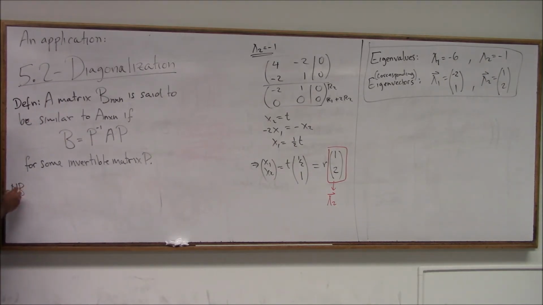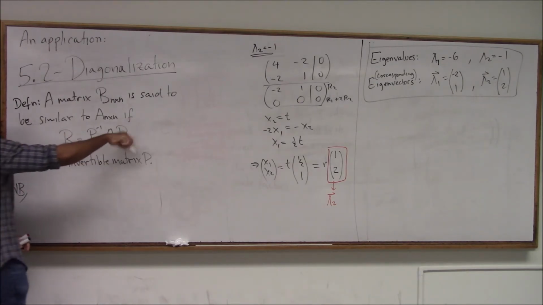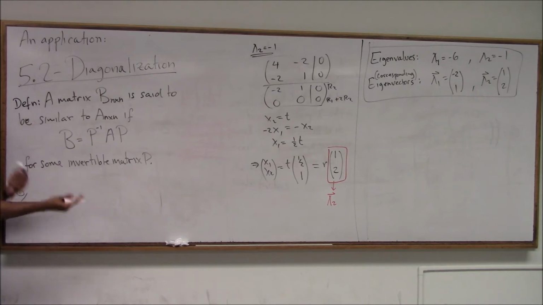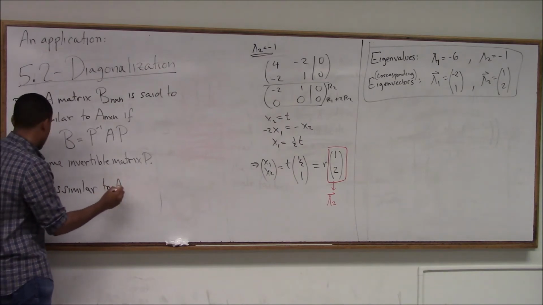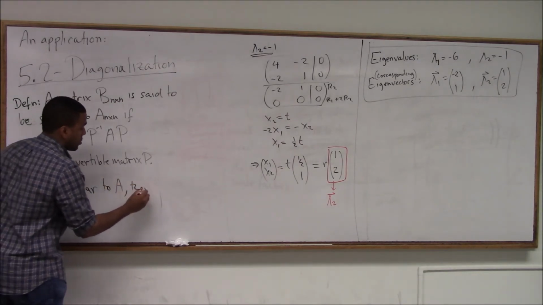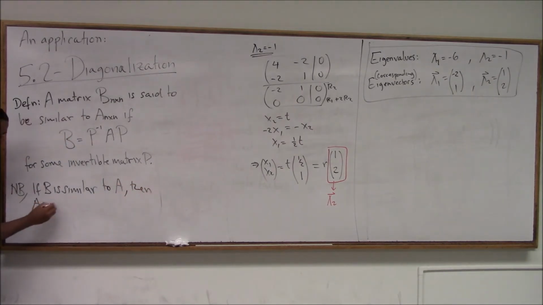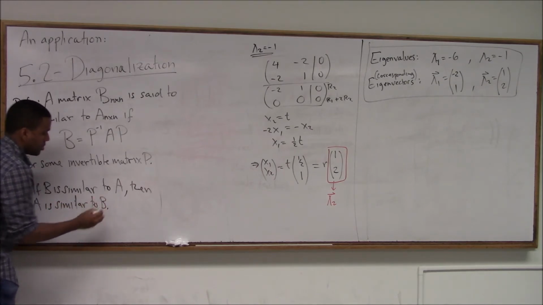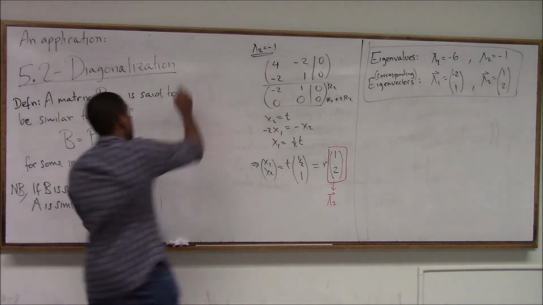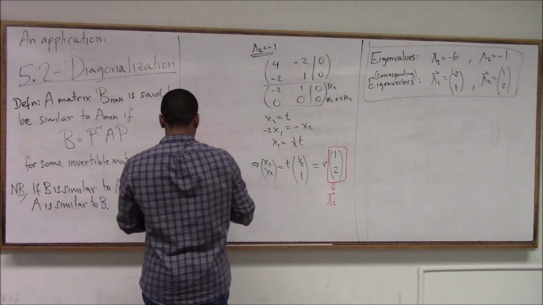Note. Of course, if it's invertible, you can multiply this side by P and that side by P inverse and literally write the flip side of this. And so if B is similar to A, then A is also similar to B. If it works in one direction, it will work in the other direction. So that's the definition for similar.